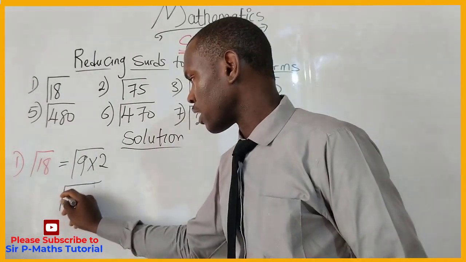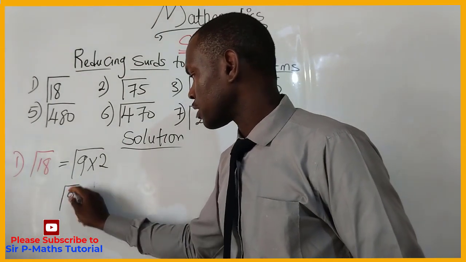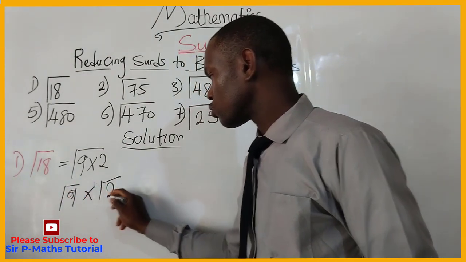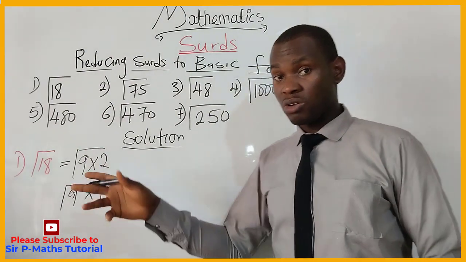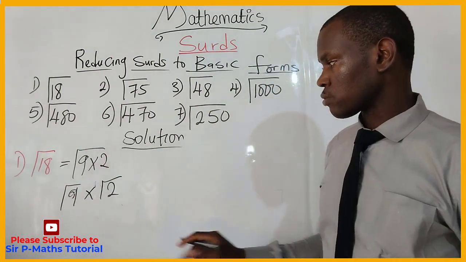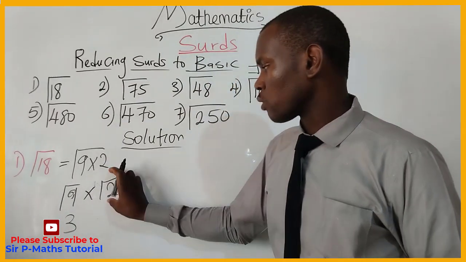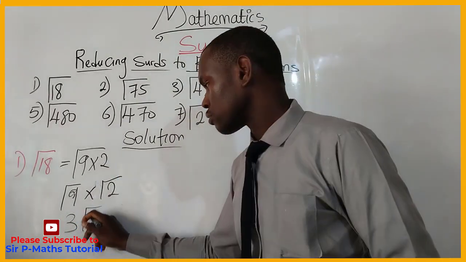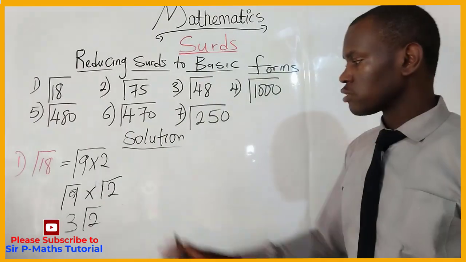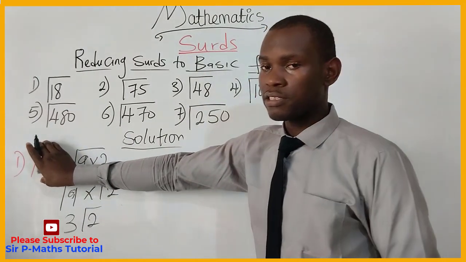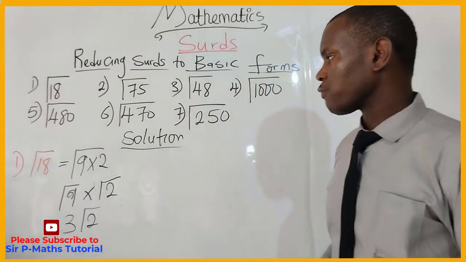So I can now split it as root 9 times root 2, separating the surd. Recall the basic rule of surd. Now square root of 9 is 3, and the square root of 2 is surd 2. Alright, so we have simplified root 18 to its basic form.